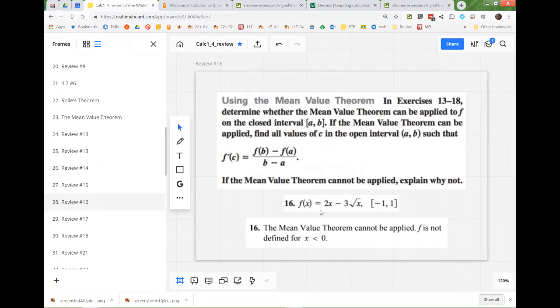What's the key word up here in the directions? I would say it's right here. If the mean value theorem can be applied, make sure you check if it can be, because otherwise you might be exercising futility, working on a problem that you can't do. So anyway, just make sure of that.